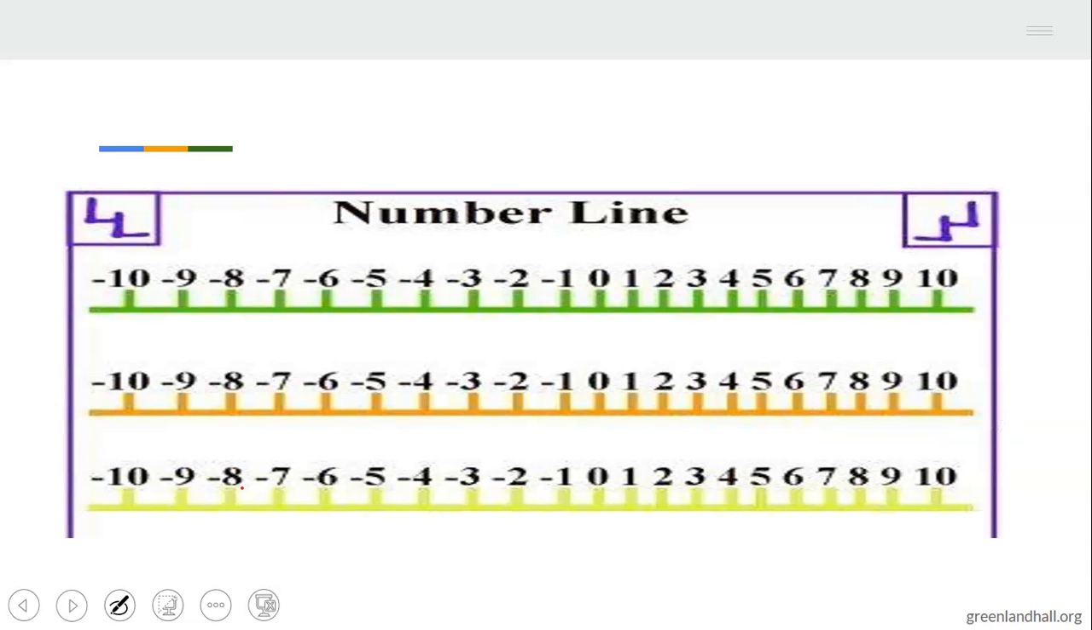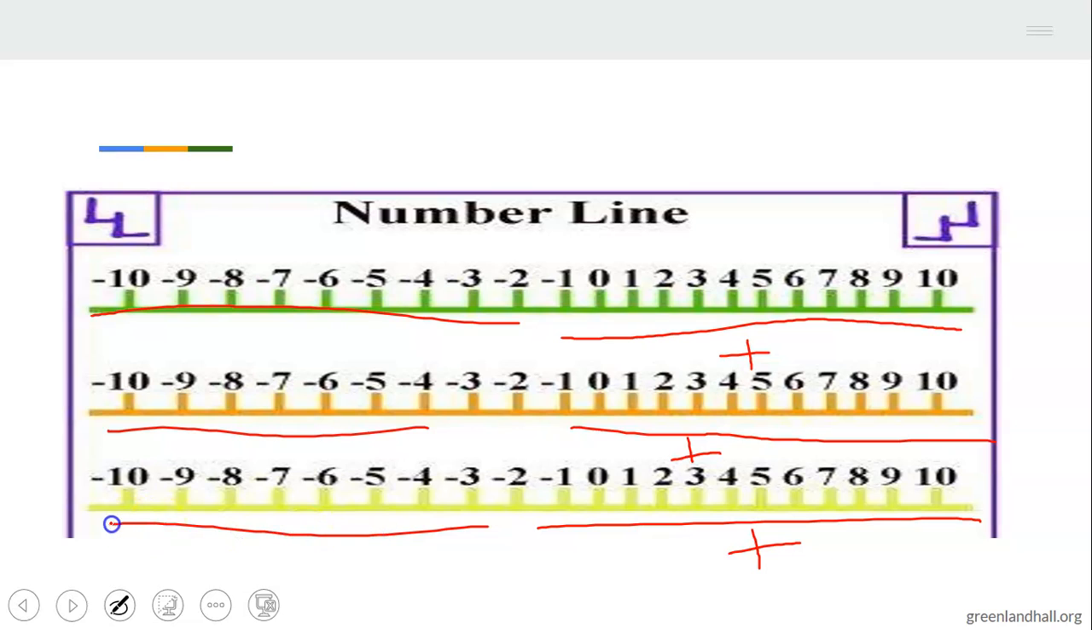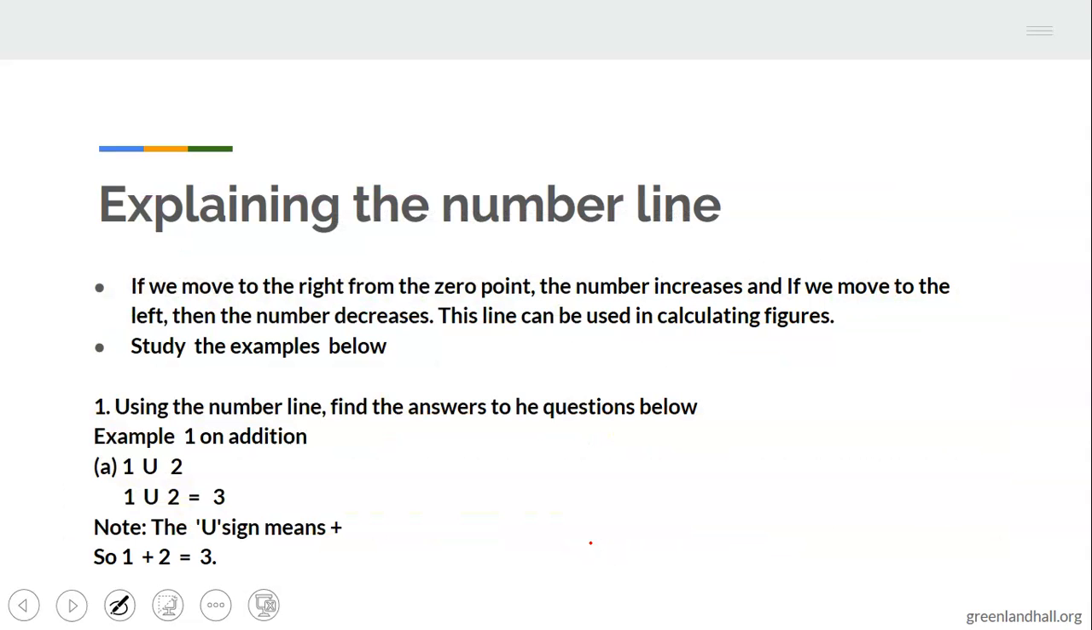Have you seen it? Number line. We have a lot of pictures of number lines here. Positive numbers here, that's the number line. Then we have negative numbers here. That's a number line. Have you seen the picture of a number line clearly? And don't forget there's a 0 in the middle of a number line.